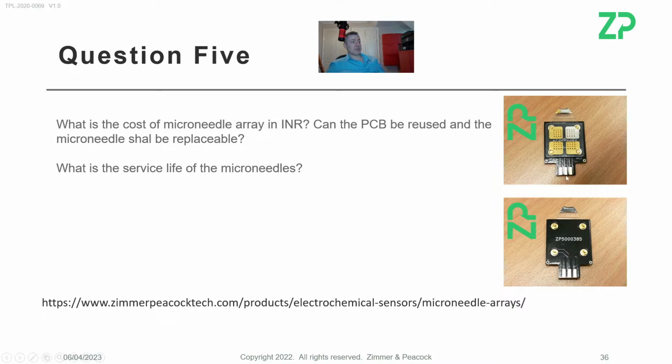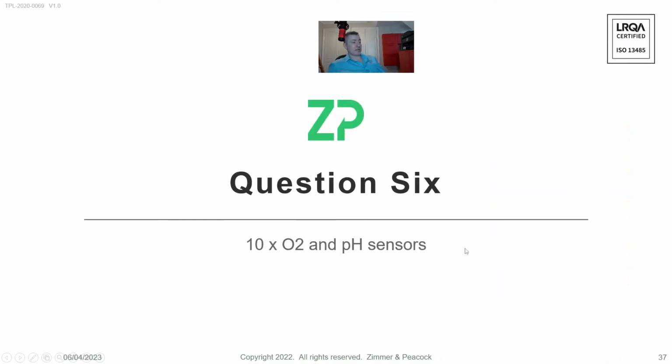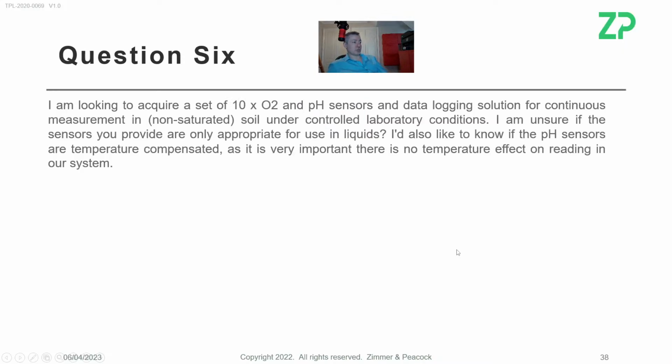You have to treat them gently. If you're treating them quite gently and using them in PBS, phosphate buffer solution, then you should get away with it. But a real manufacturer of devices won't guarantee or warranty wetted parts, because we really can't guarantee what you're going to do with them. Question number 6 is around measuring oxygen and pH in the soil.